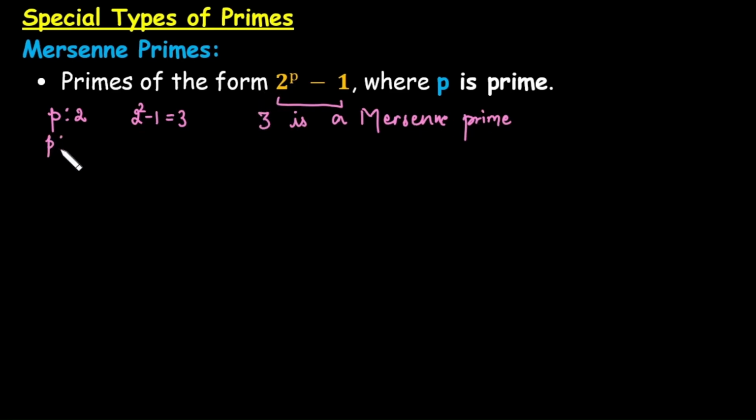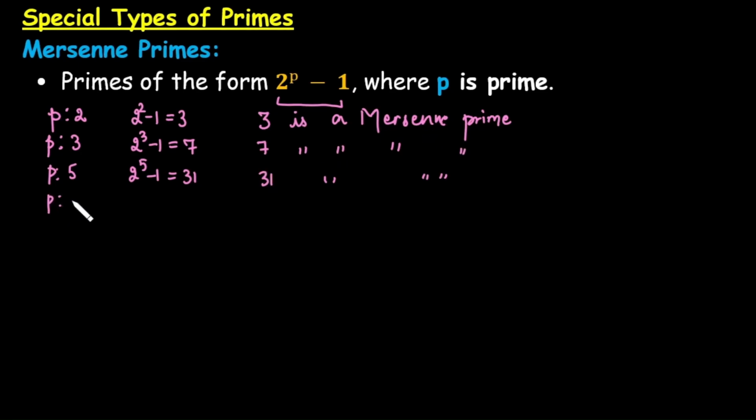If we take the prime number 3, 2 raised to power 3 minus 1 is equal to 7. Is 7 a prime number? Yes. So we call 7 a Mersenne prime number. After 3, the next Mersenne prime number is 7. Now p is equal to 5, the next prime number. 2 raised to power 5 minus 1 is equal to 31. So 31 is the next Mersenne prime number. It means 2, 5, 11, 13, 17 are not Mersenne prime numbers, but they are prime numbers.